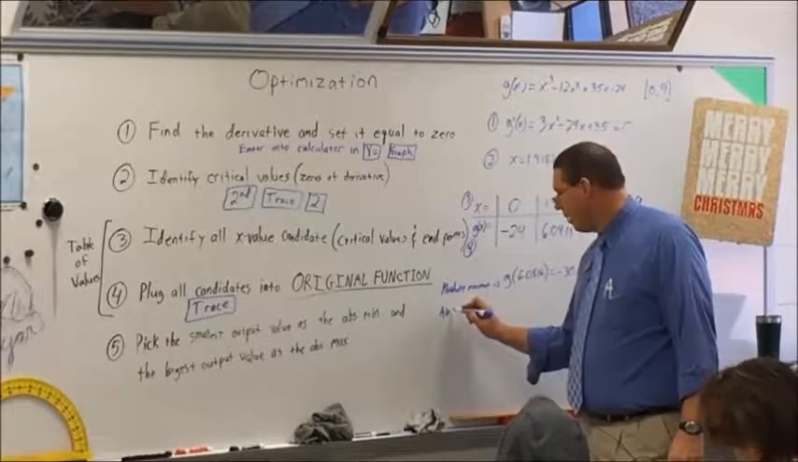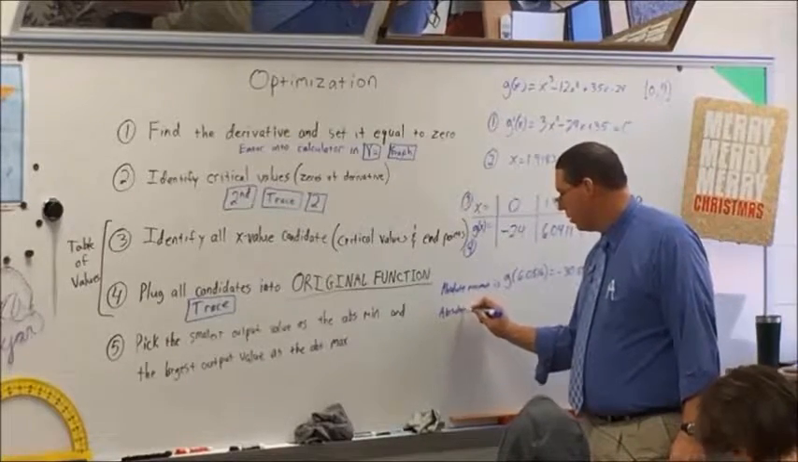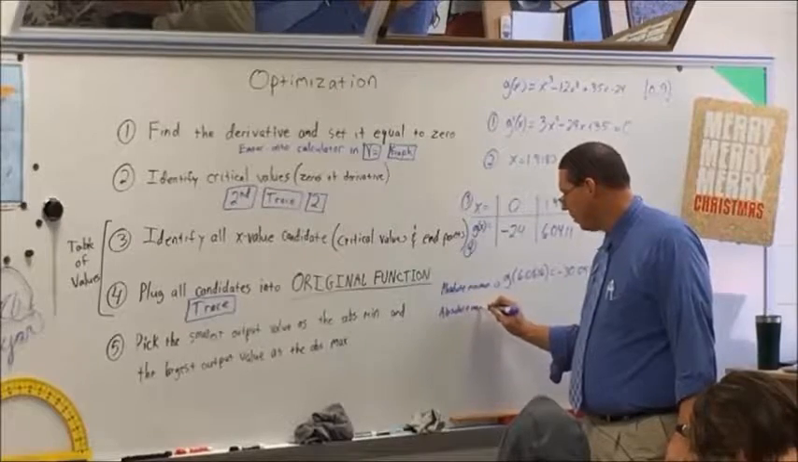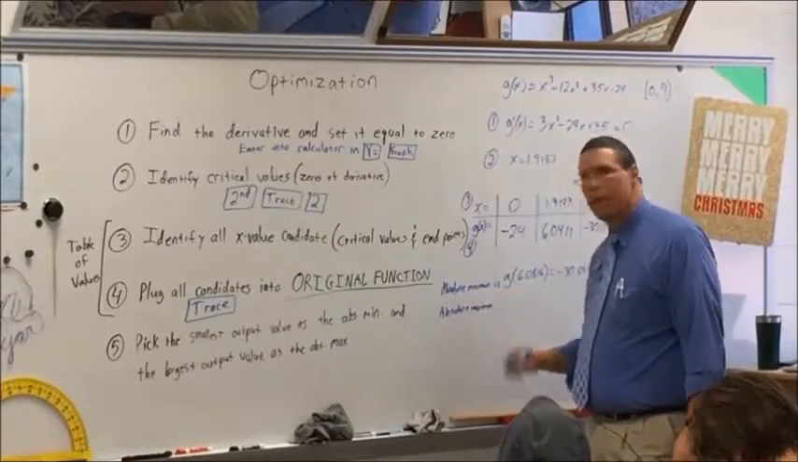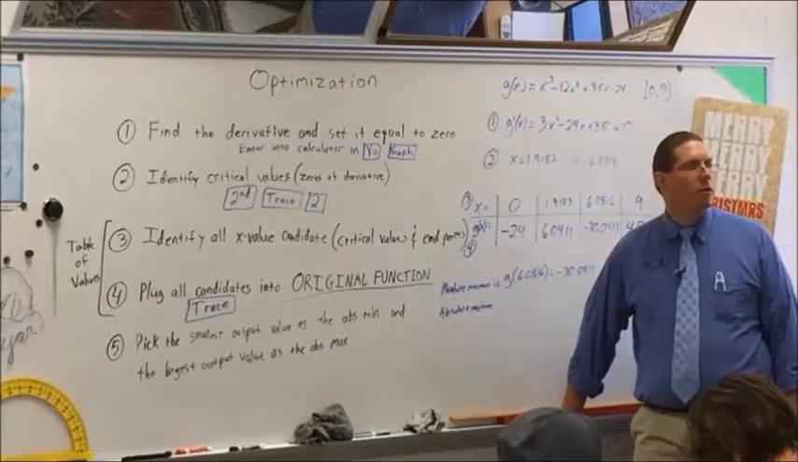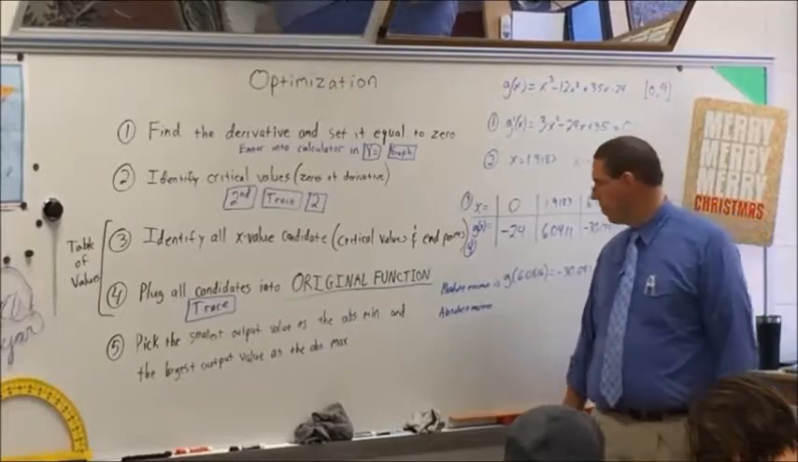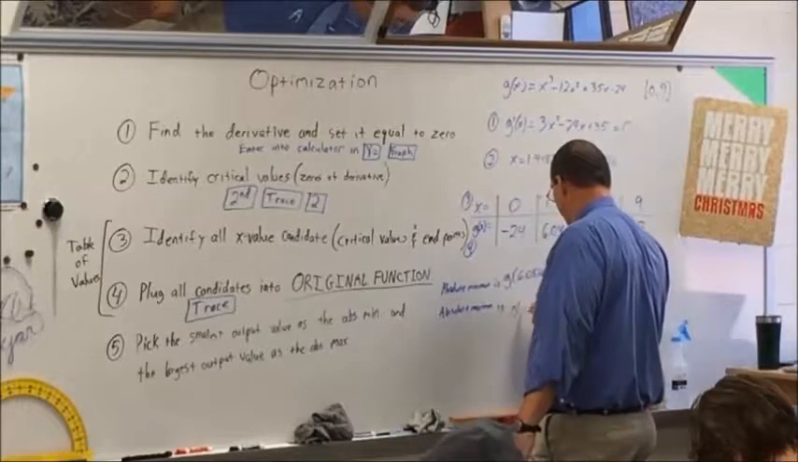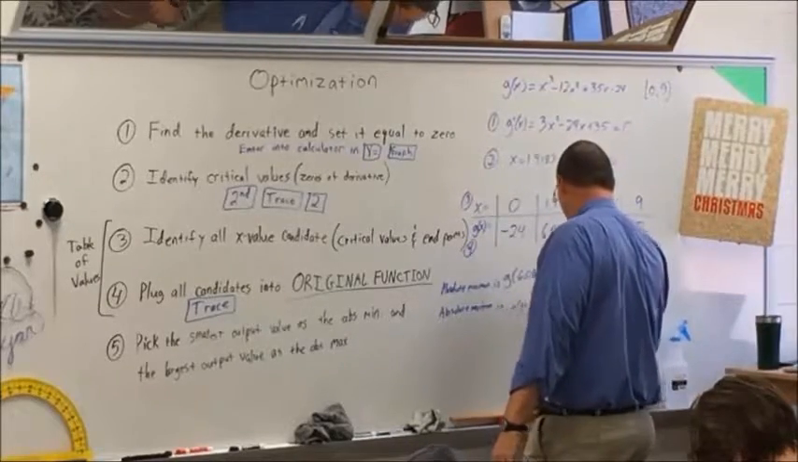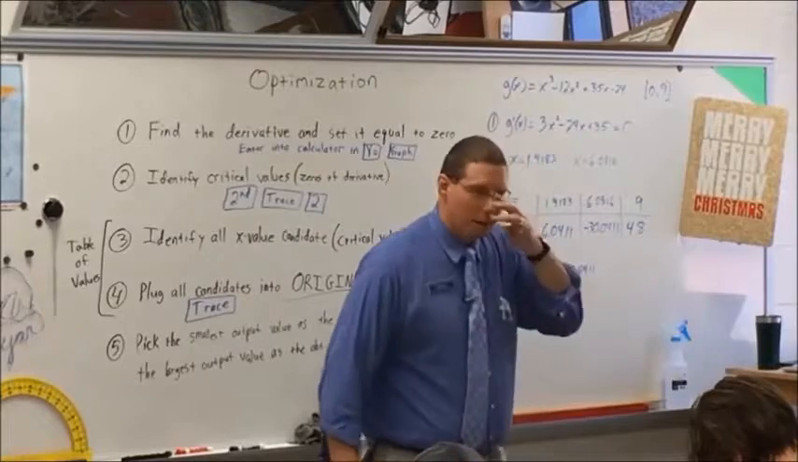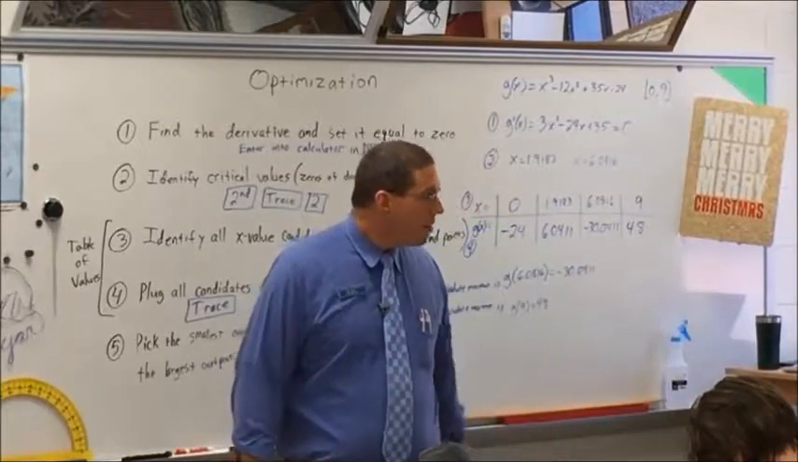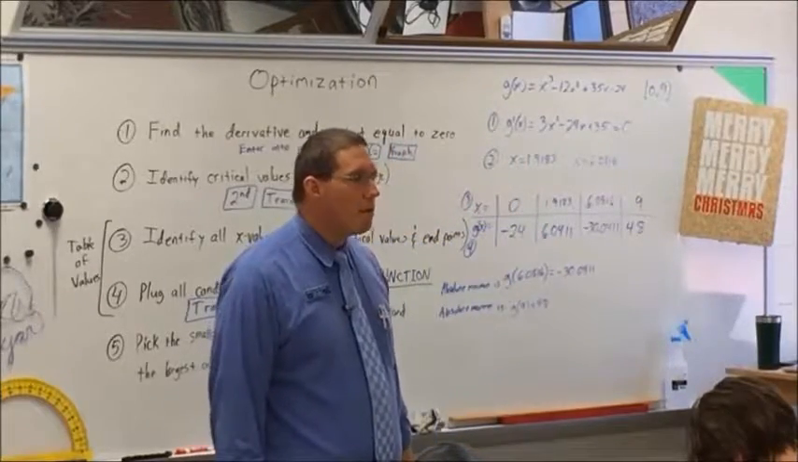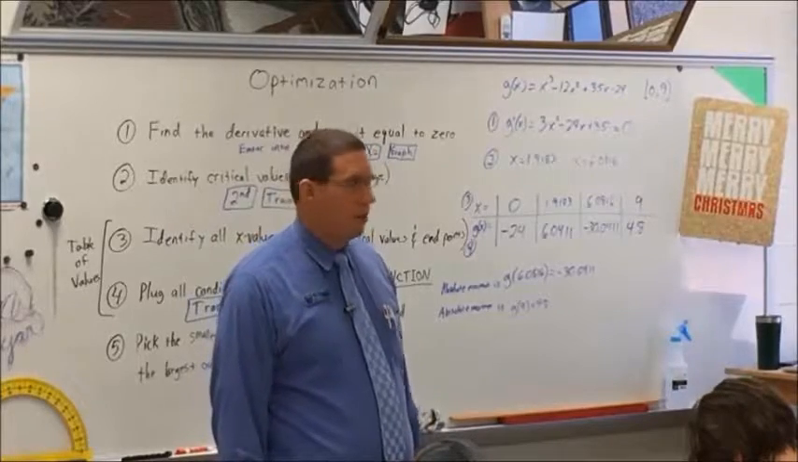All right. Absolute maximum. Anybody in the third row? Brandon? Absolute maximum. G of 9 equals 48. There we go. Ta-da! What do you guys think? It is easy, isn't it? This is easy. Probably easier than you thought it was going to be.